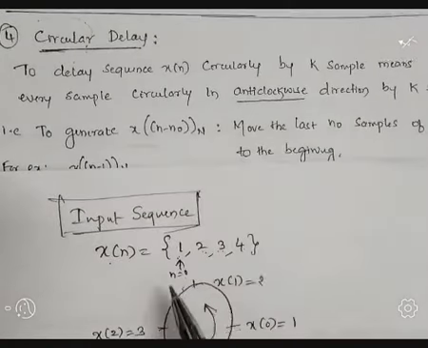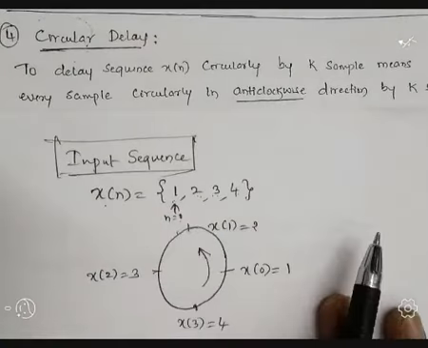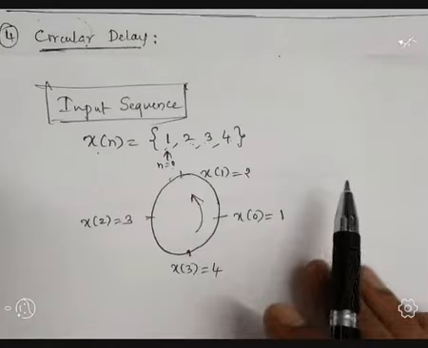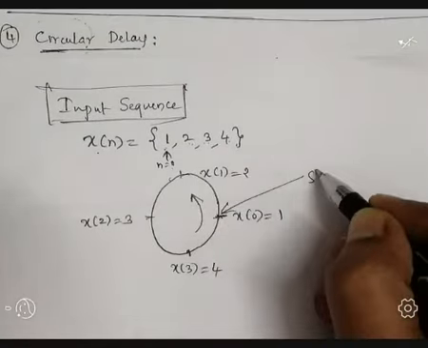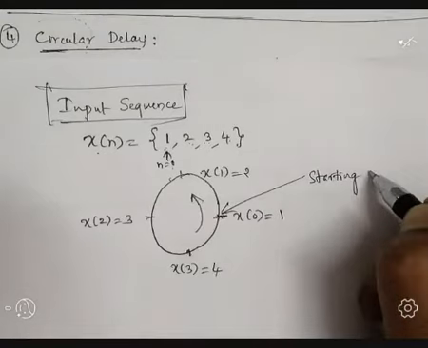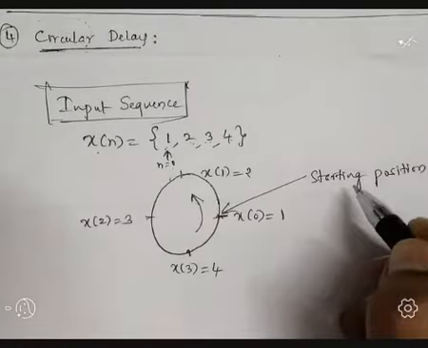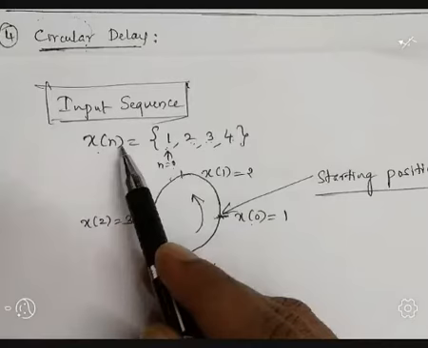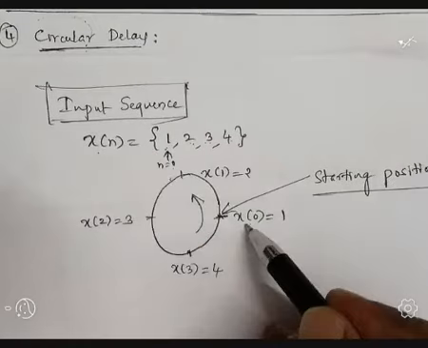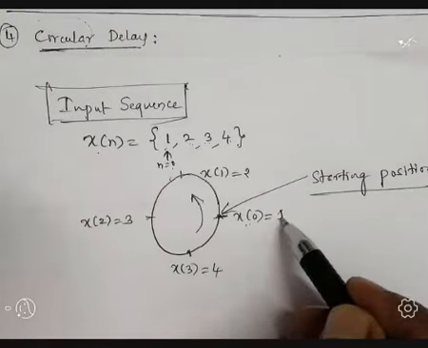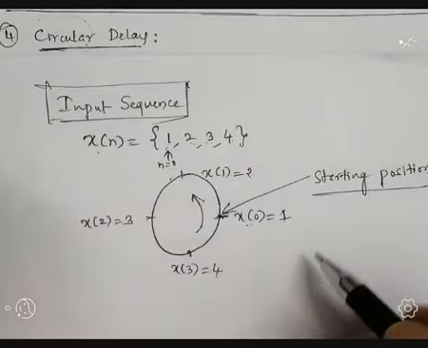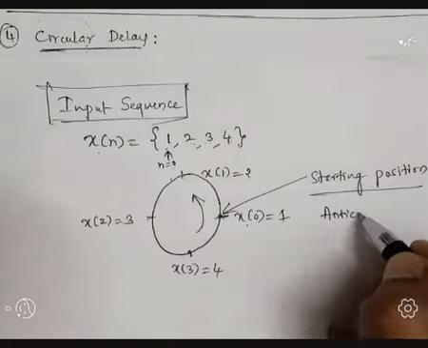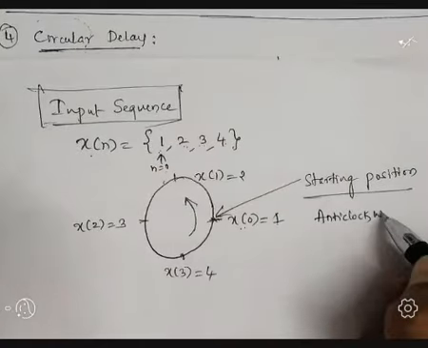So how are we going to represent the given sequence in this circle? Remember, in the circle we are going to represent the given sequence circularly. So this is the starting point, reference point, starting position. In the starting position, we take the first sample of the given sequence, that is x of 0 equal to 1. As I told, always in a circle, we are going to represent the given sequence in the anti-clockwise direction.